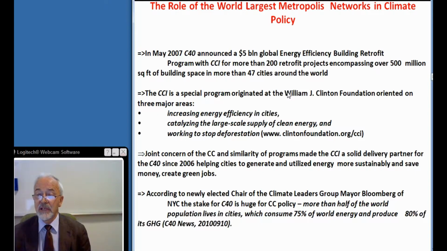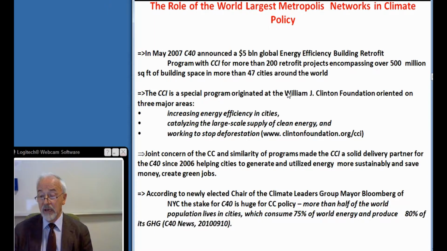Because of the successful performance of this organization, the Clinton Foundation significantly contributed to the activities of those cities. So in other words, you see another network of big cities. In the cities we produce about 80% of greenhouse gas emissions. So this is the right target, and the biggest cities produce the largest amount. So this is a good target. If we want to reach any policy targets, we need to focus on those which are the most significant.